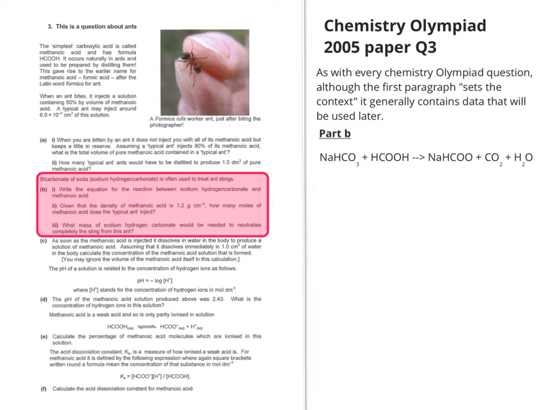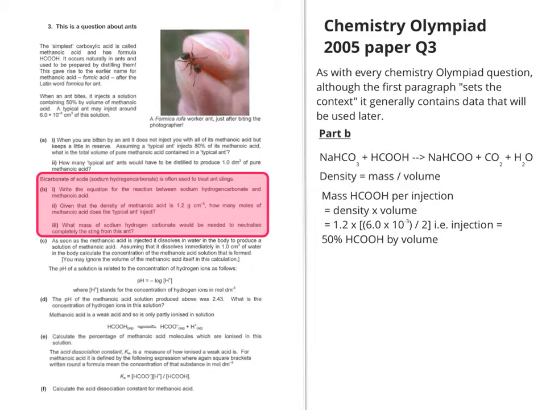The first part of part B just asks you for a simple equation between a hydrogen carbonate and a carboxylic acid. Taking our first year chemistry of hydrogen carbonate with acid giving you salt, carbon dioxide and water, it's quite straightforward to put that together. They don't ask for state symbols in this case, so you don't need to give them.